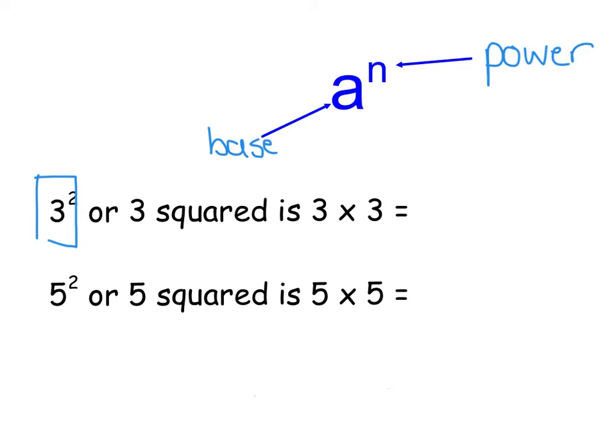And another way of writing that is simply 3 times 3. Squaring a number means multiplying it by itself. So 3 squared is 9. Similarly, 5 squared is the same as 5 times 5, which is 25.